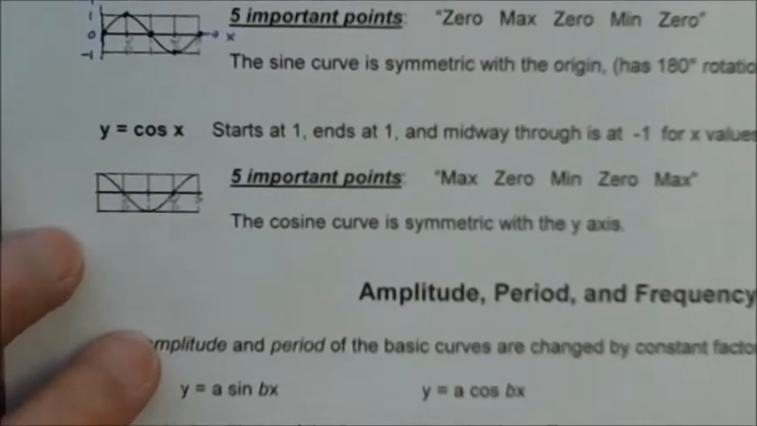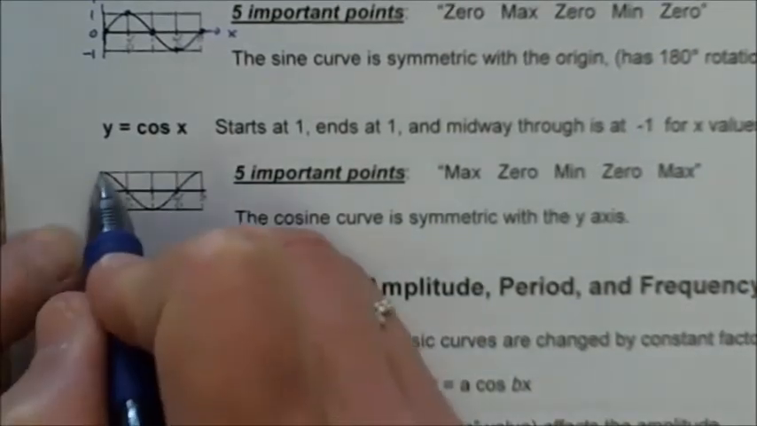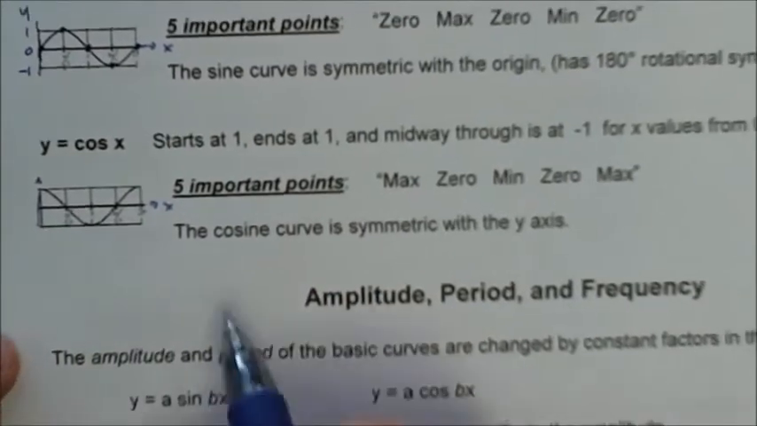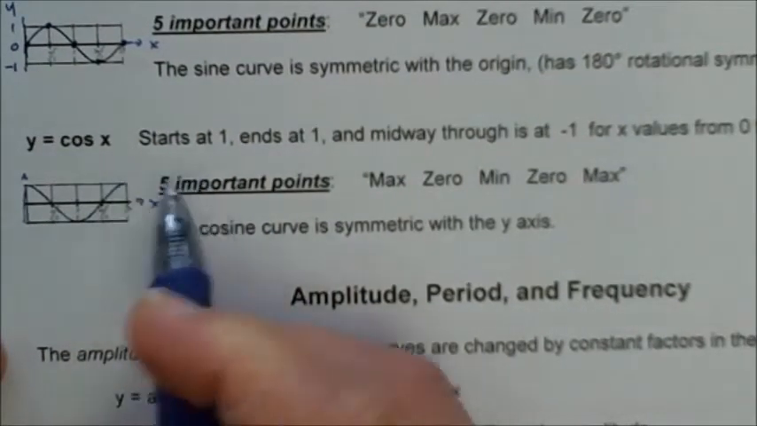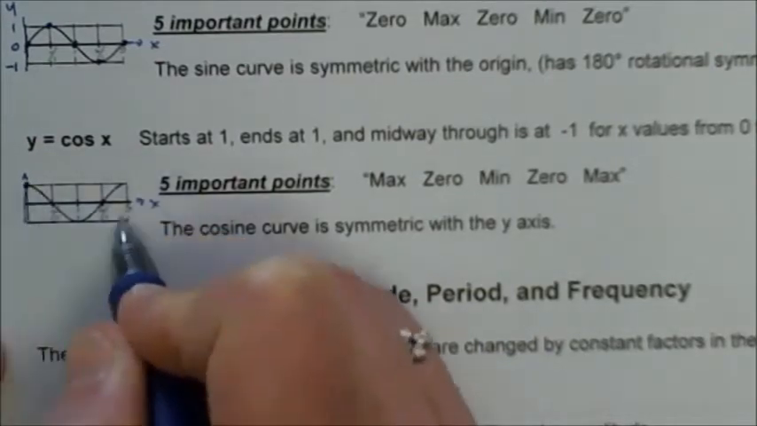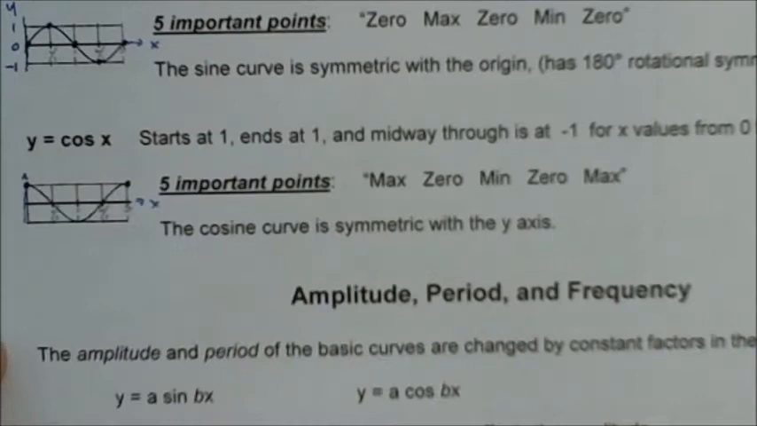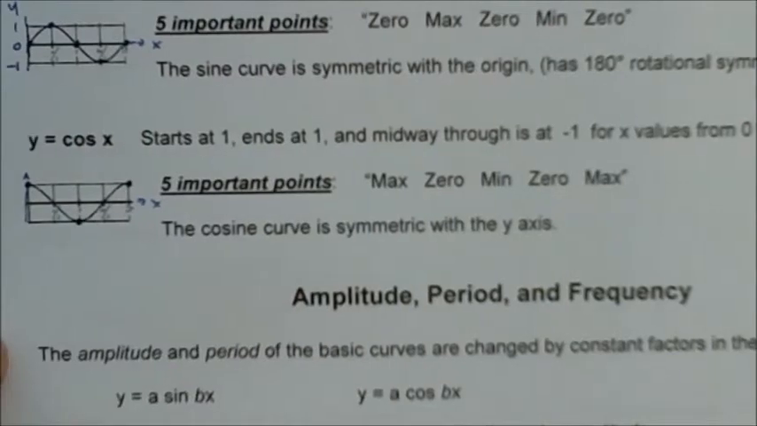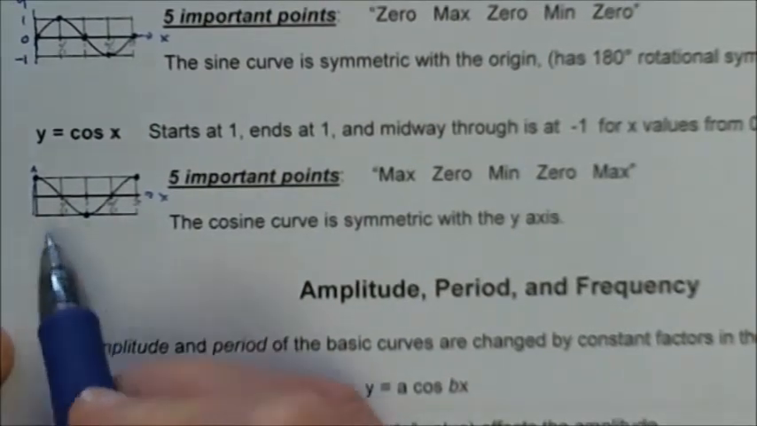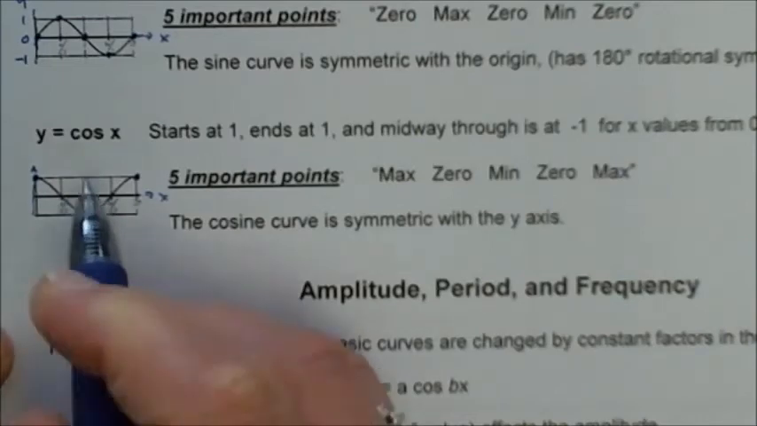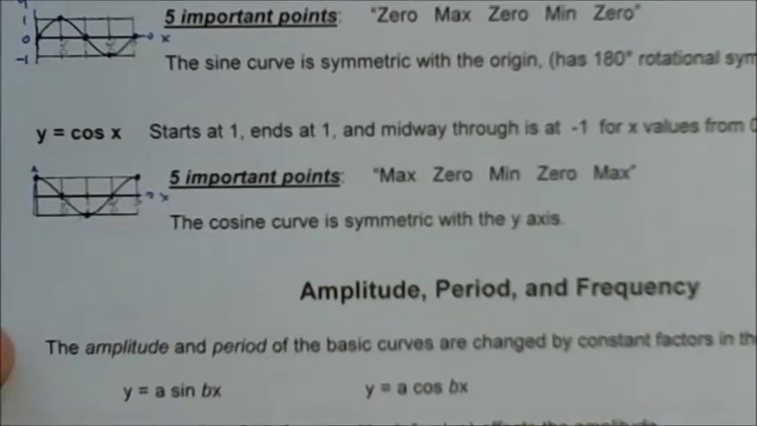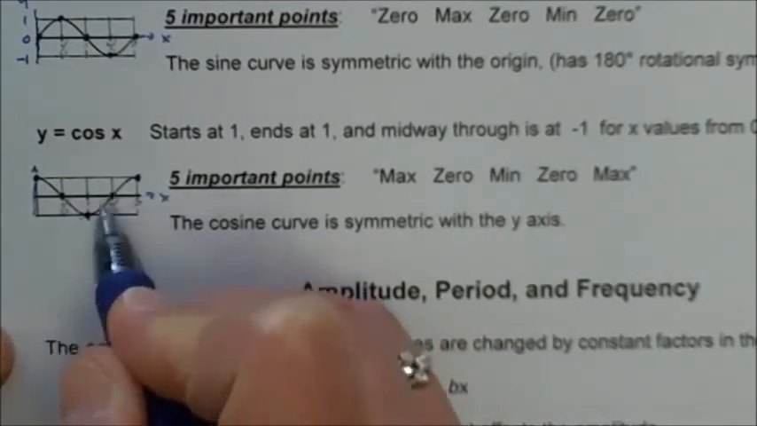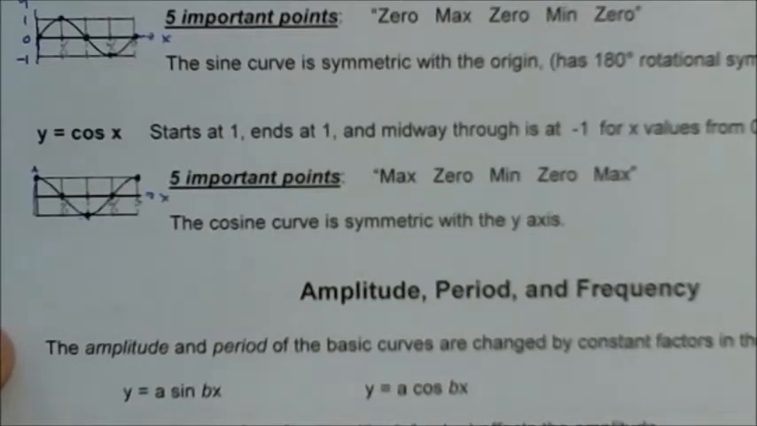Y equals cosine x. Again, this is our y-axis. This is our x-axis. Y equals cosine x starts at 1. At 2 pi radians, we'll be back at a height of 1. And midway between is down at -1. Between 1 and -1, it crosses the x-axis, so it has a y value of 0. And between -1 and 0, it crosses the x-axis, having a y value of 0.